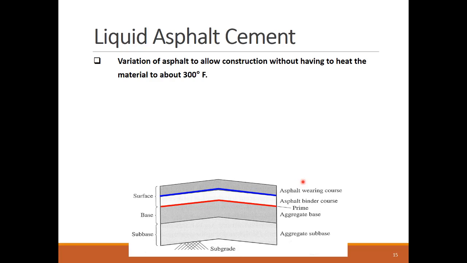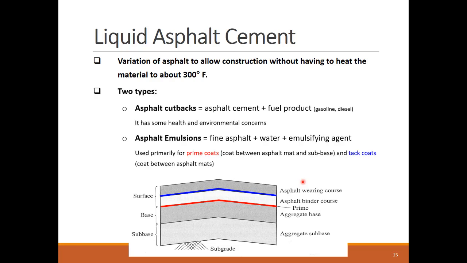Based on the applied additives, there are two types of asphalt cement liquid. First, asphalt cutbacks are made by adding a fuel product like gasoline and diesel to the asphalt mix, which is clearly not that environmentally friendly. These days, asphalt emulsions have been used instead of fuel products to lubricate the mix. Emulsified asphalts are made by adding water and emulsifying agent to the asphalt cement. The agent is a soap-like material that keeps the asphalt cement particles suspended in the water.